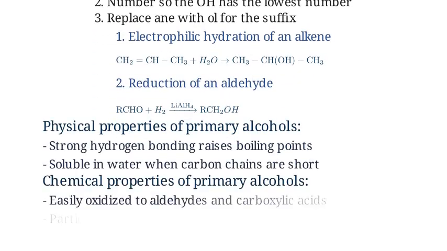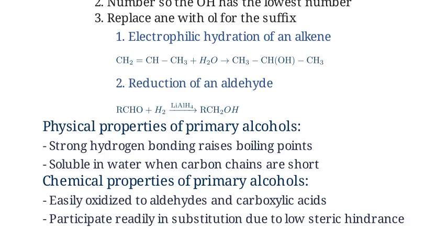Primary alcohols mix well with water because they can hydrogen bond. Their boiling points are higher than hydrocarbons of similar size because of those hydrogen bonds. Chemically, primary alcohols can be oxidized to aldehydes and then to carboxylic acids if we keep adding oxygen. They are generally less sterically hindered, so they react readily in substitution and oxidation.